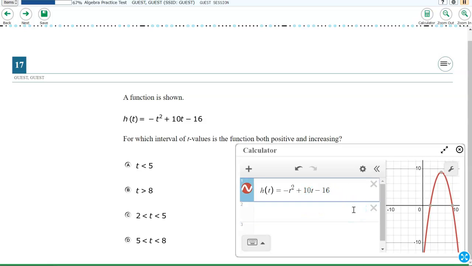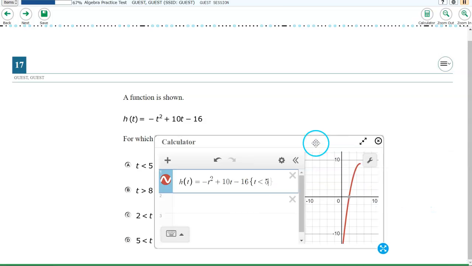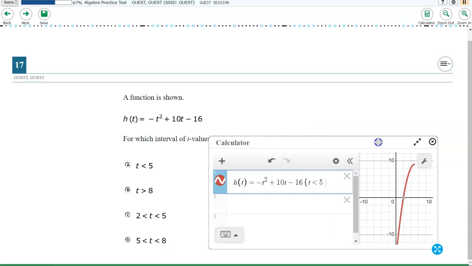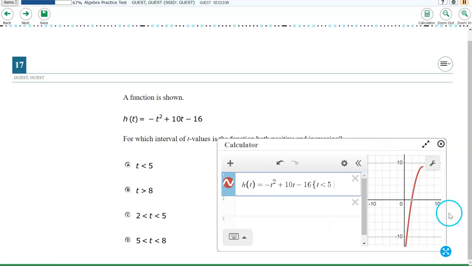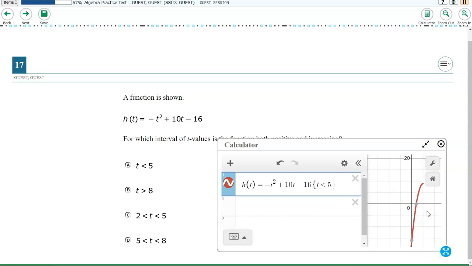Well, here's what you're going to do. You're actually going to stay on the same row with your function, and you're going to put in curly brackets. These are right above your enter key if you look on the right side of your keyboard. And you're going to type inside the curly brackets these answers because these are your domains. So you'll do t is less than 5. And what it will do is it will restrict this graph to contain only the part it's talking about. So that's all you'll see in the graph.